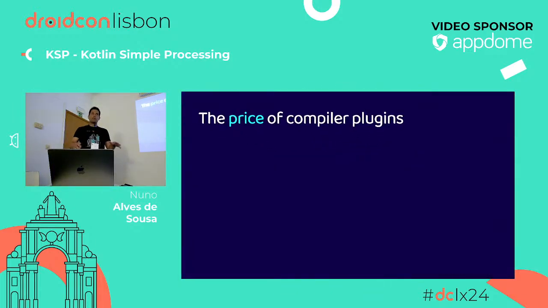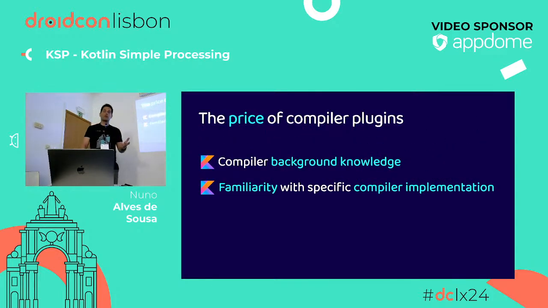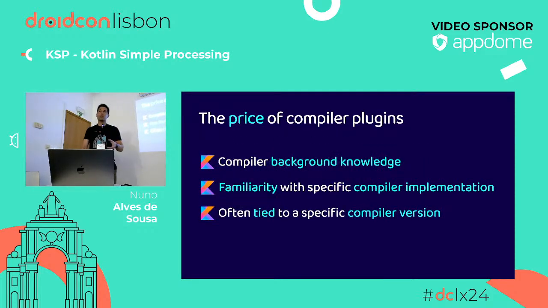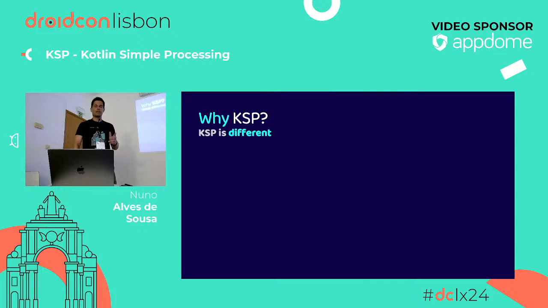So to develop a full-fledged compiler plugin, you usually need a lot of background knowledge on the compiler and on the specific compiler implementation. This means that your compiler plugin will often be tied to a specific compiler version. So if you want to update the compiler in your project, you will probably be forced to update your plugin. And the Compose compiler plugin is a prime example of this issue. But fortunately, KSP is different.